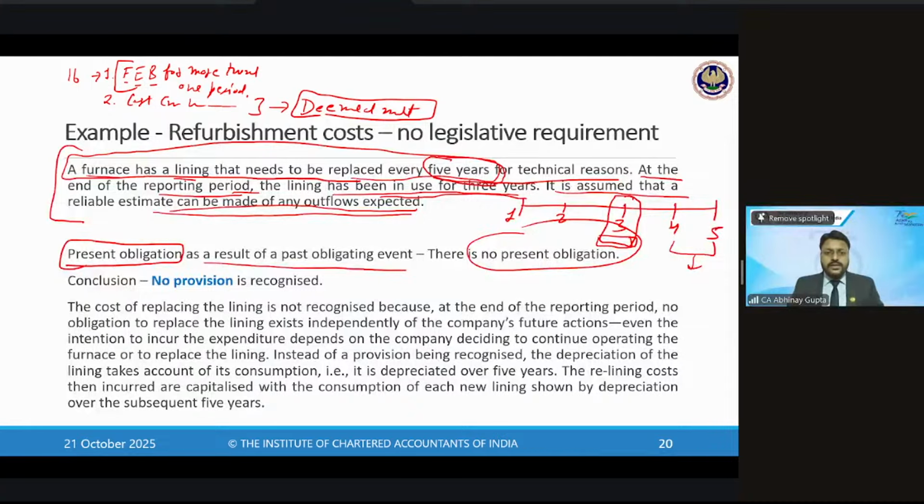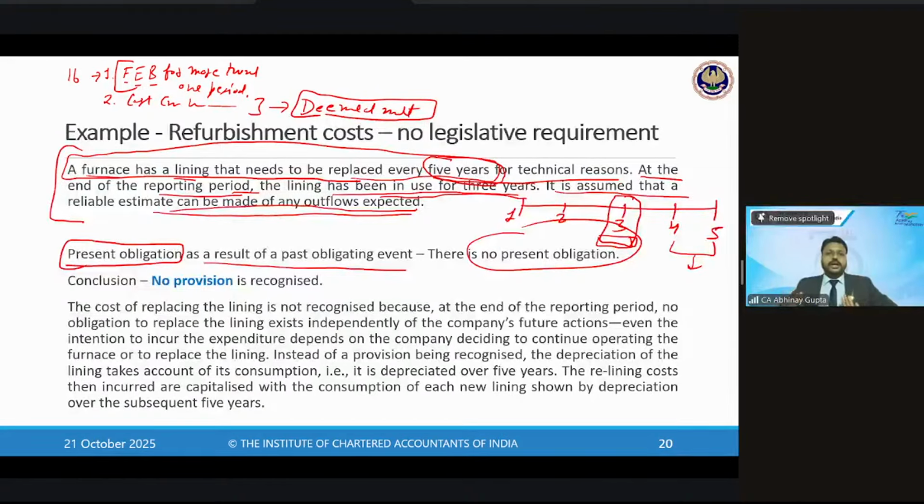Number two, even if the company has announced the replacement of lining, even if the company has asked for quotations, because the company doesn't want to wait for 5 years, they are planning before the end of the fourth year itself, right? From which vendor we will purchase as and when the lining needs to be replaced. So they are just taking a proactive approach. So even then, do you think that any past event has occurred? No. Right? So in this case, this is not a question of Ind AS 37 at all.